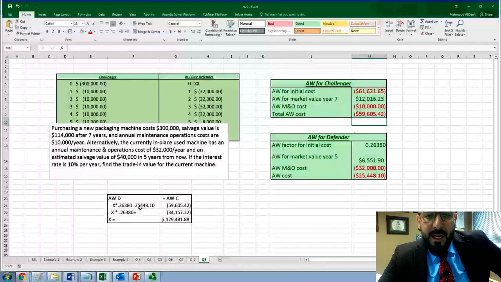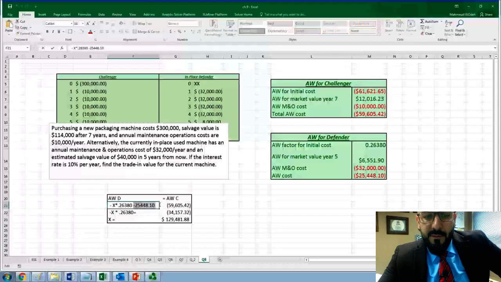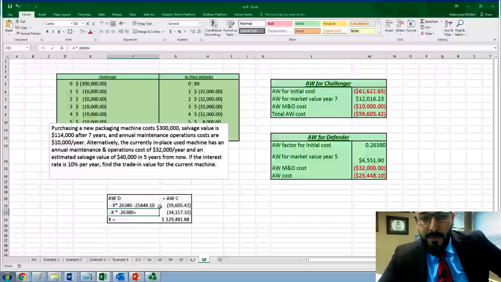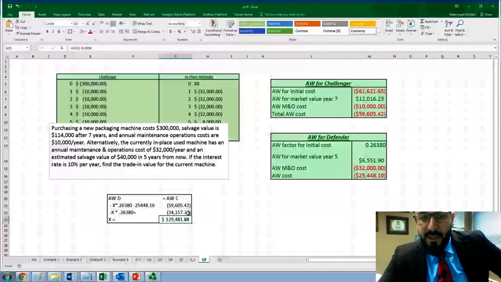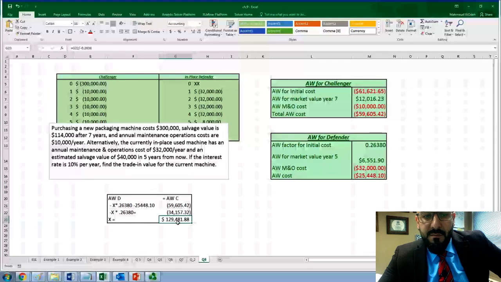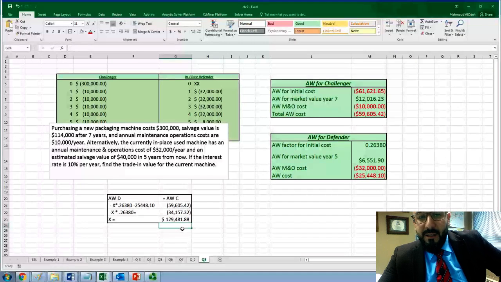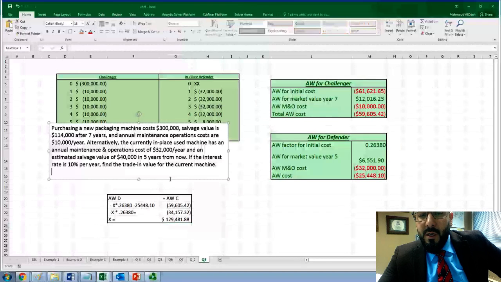What you need to do is add the 25,000 on both sides of the equation to get rid of this one. So adding the 25,000 to the negative 59,000 would give you a negative 34,000. Now, in order to get rid of this 0.2638, you divide both sides of the equation by negative 0.2638, and that would give you a value of $129,481 as the trade-in value for the defender.